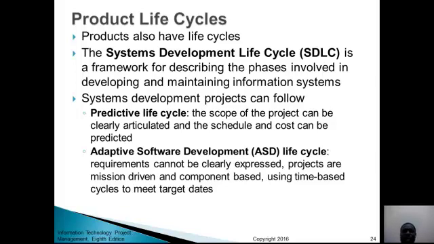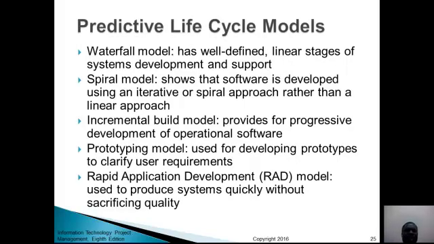Okay, so the product life cycles, these two actually talk about them, where you can predict exactly the scope of the project and you can clearly articulate the schedules, and cost can also be predicted from the inception of the project to the end. In the adaptive life cycle, a lot of uncertainties are there, and therefore project costs and estimates cannot be really ascertained. So you use time-based cycles to meet targeted dates, and so on and so forth. So let's look at these predictive life cycles.